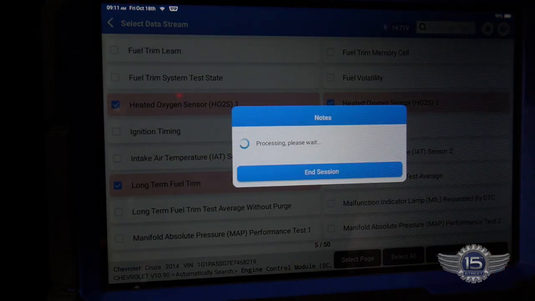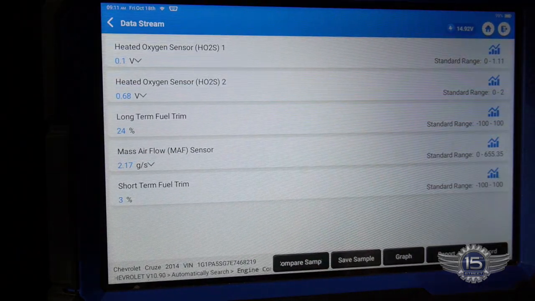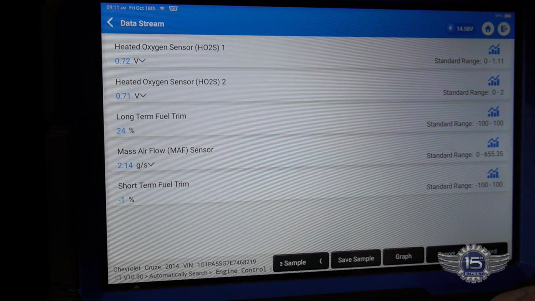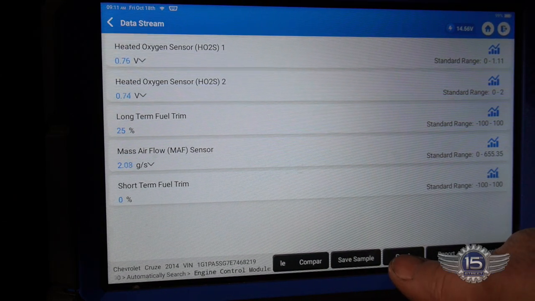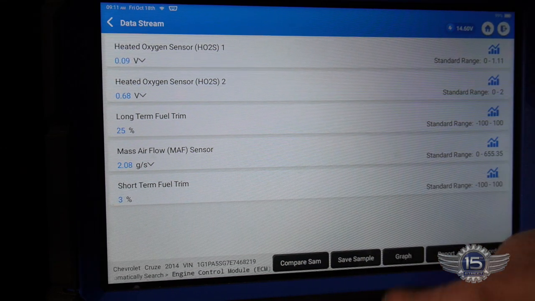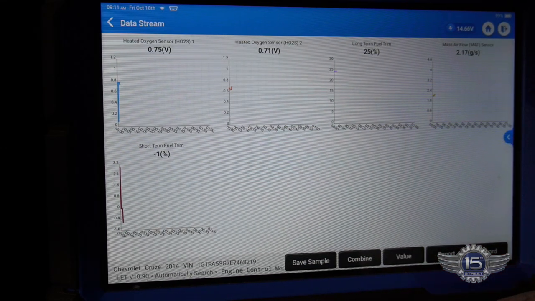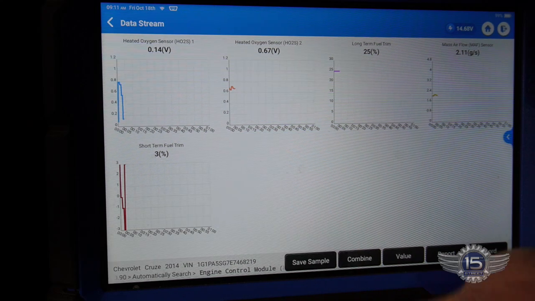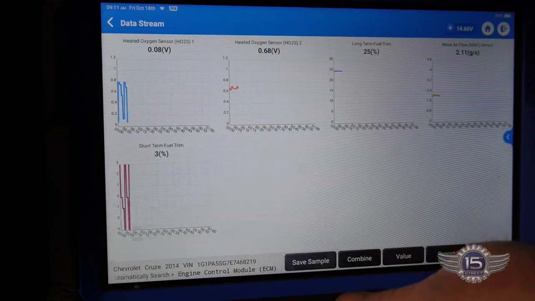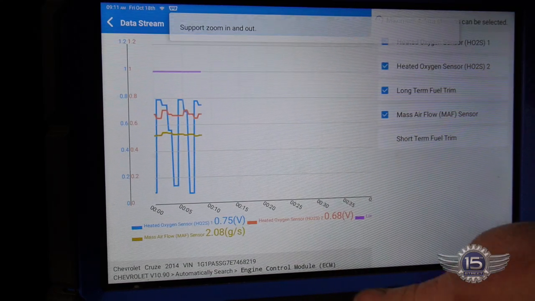That's pretty good. And so we can graph those, and we can combine the graphs. I don't know if that's going to be super useful though.